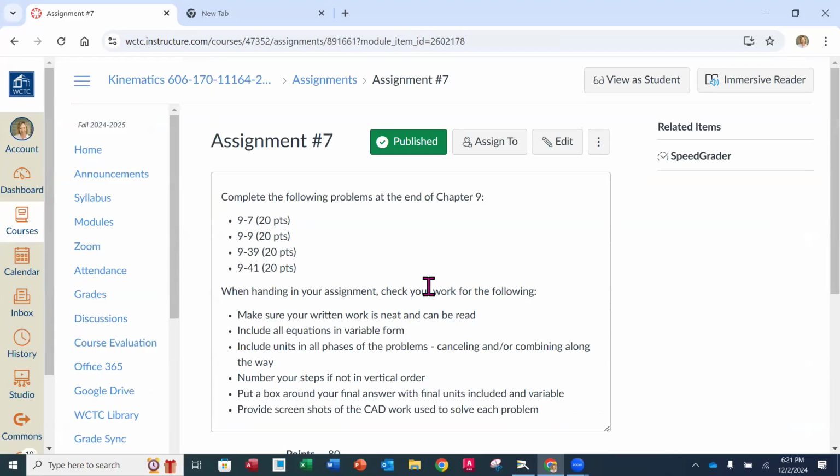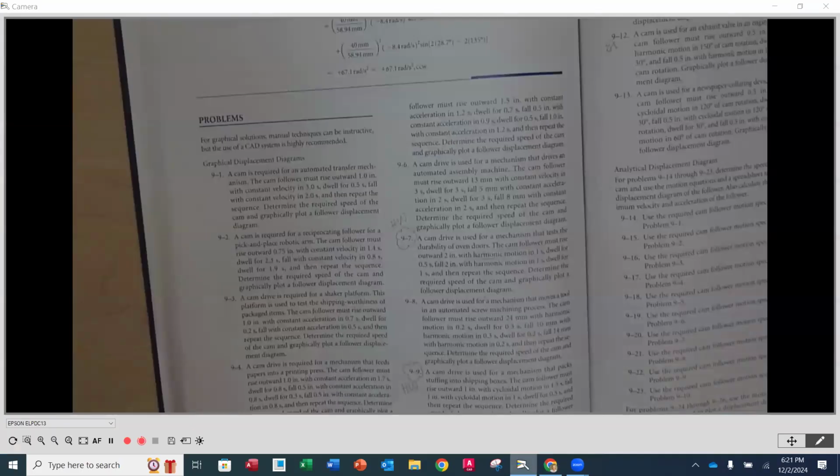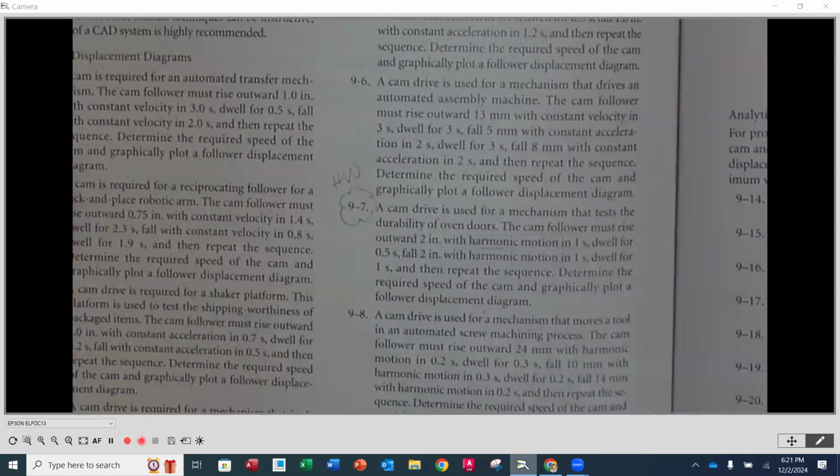Those are going to be creating displacement diagrams. And you're going to find those on page 254. Okay, 254. Now, for 9-7, it says we have a cam drive used for a mechanism that tests durability of oven doors. The cam follower must rise outward 2 inches with harmonic motion in 1 second. Then it's going to dwell for 0.5 seconds. Then it's going to fall 2 inches with harmonic motion in 1 second. Then dwell 1 second. And then it's going to repeat the sequence.